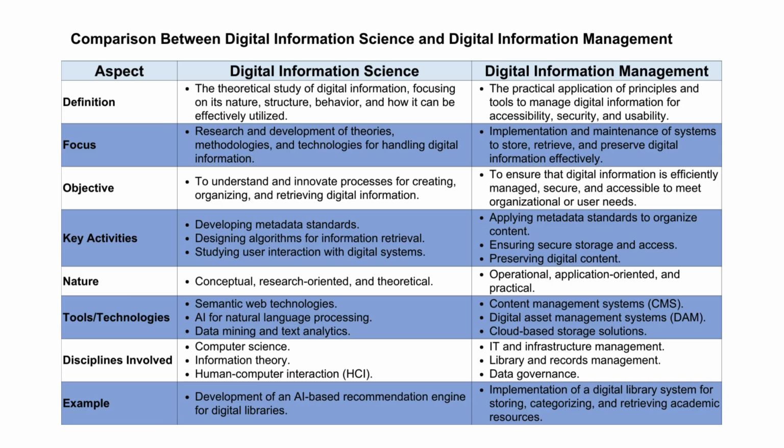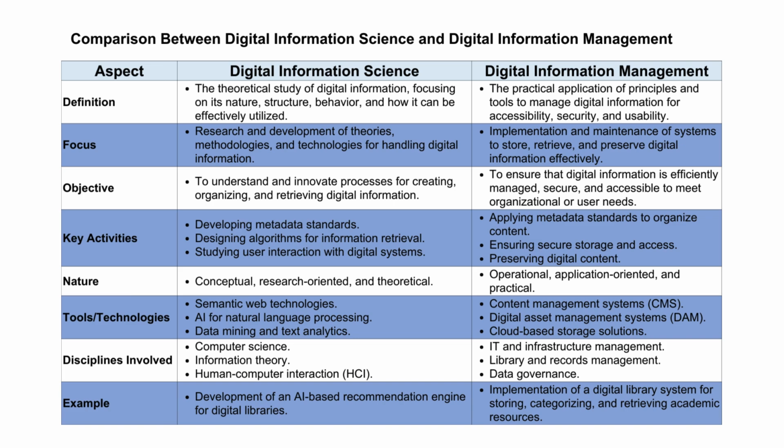In this slide, we compare digital information science and digital information management to clearly understand how they differ and how they complement each other. First, let us look at the definition. Digital information science is the theoretical study of digital information. It focuses on understanding the nature, structure, and behavior of digital information, and how it can be used effectively. Digital information management, on the other hand, is the practical application of these ideas. It focuses on managing digital information so that it is accessible, secure, and usable in real situations.